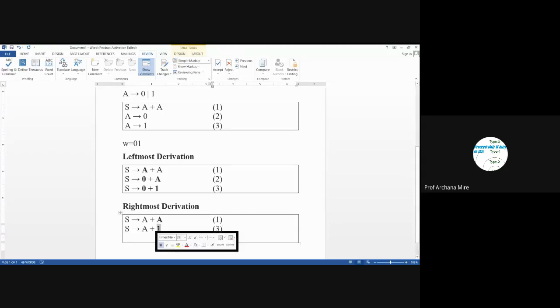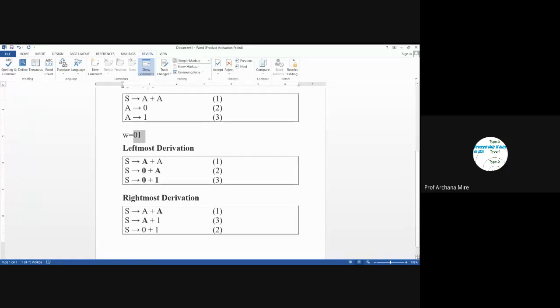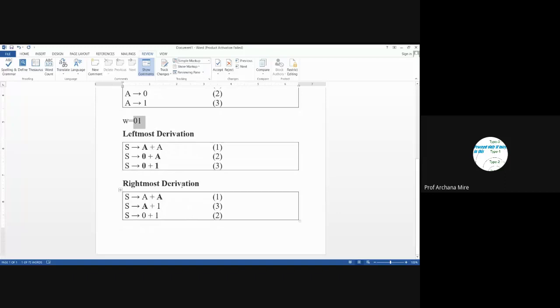Once again, on the leftmost side, I want the symbol 0. So I can use production rule number 2. Here I can replace this A with 0 by applying production rule number 2. And once again, I'm getting the same string 0, 1 by using the rightmost derivation. Once again, there is no scope of getting any more rightmost derivation.